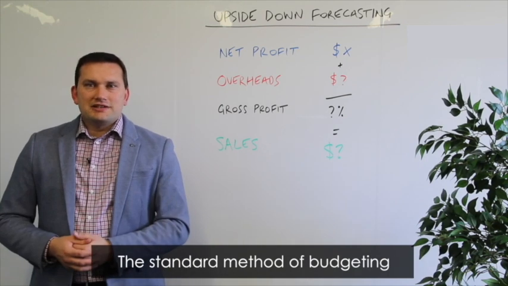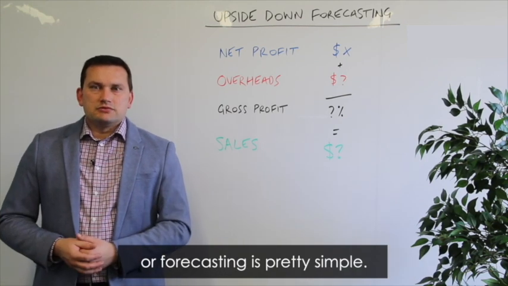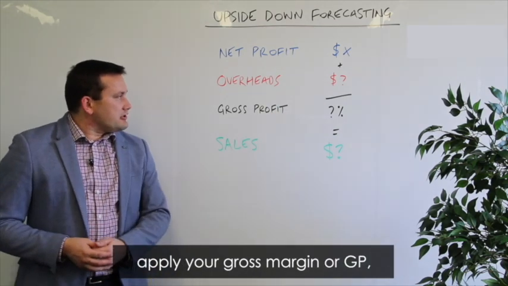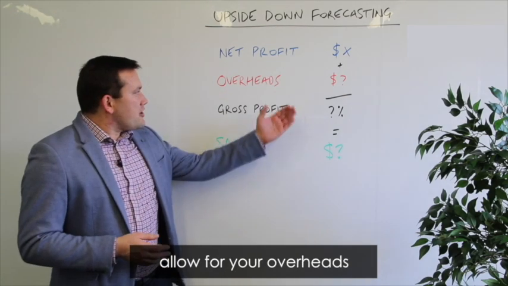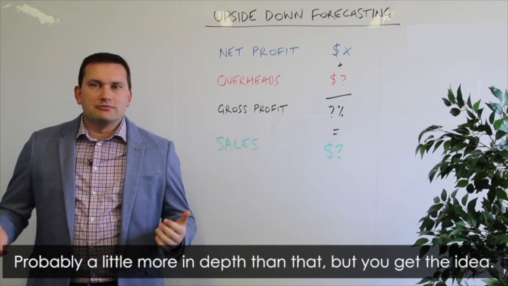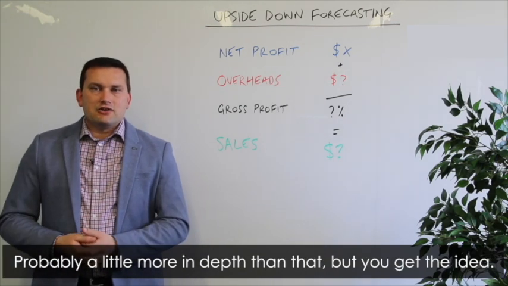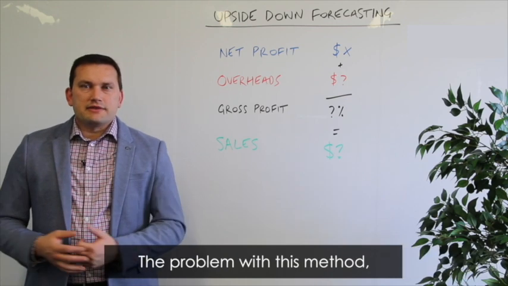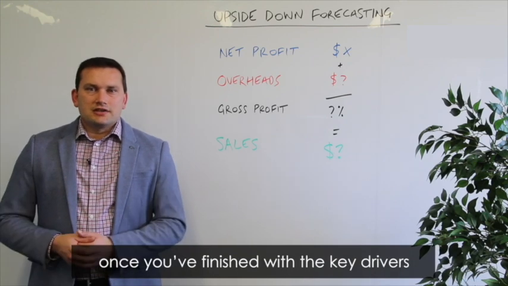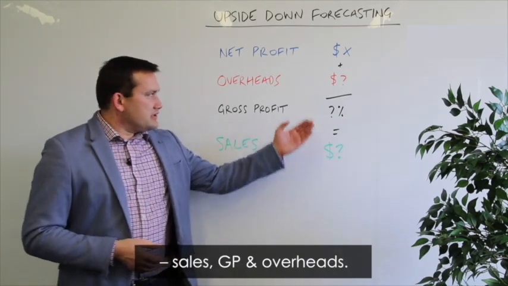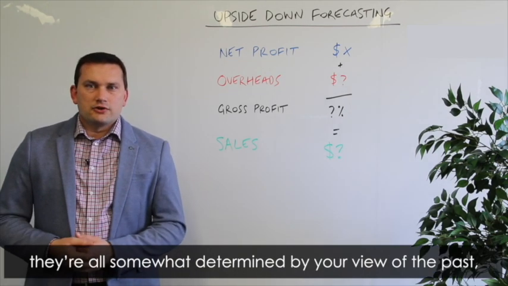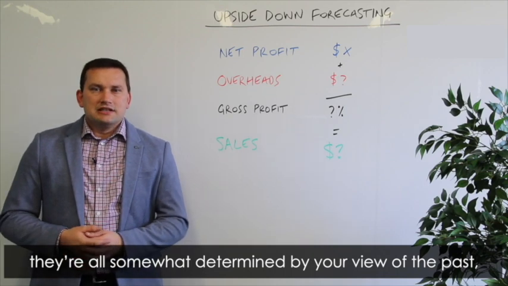So the standard method of budgeting or forecasting is pretty simple. You make your sales projections, multiply that by your gross margin or your GP, allow for overhead costs, and there you have your projected bottom line. Probably a little more in depth than that, but you get the general idea. The problem with this method is that your bottom line profit is simply the result you get once you've finished with the key drivers, the sales, GP, and then overhead costs.